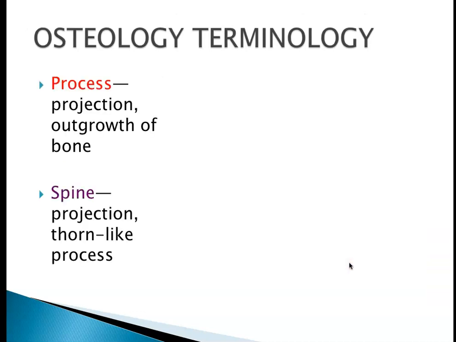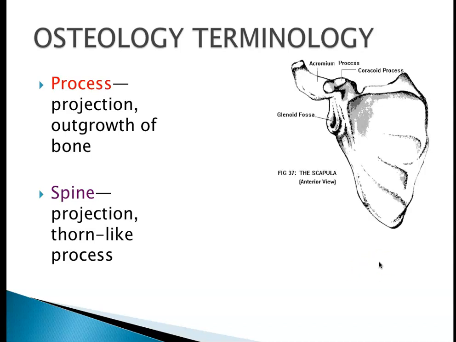Now let's talk about two terms, process and spine. Process is going to be a projection or an outgrowth of bone. We have two examples here, the acromial process, which is the highest point on our scapula, right? And also the coracoid process. Look how this bone has grown out and is sticking out. And this is really so muscles can attach to these areas.